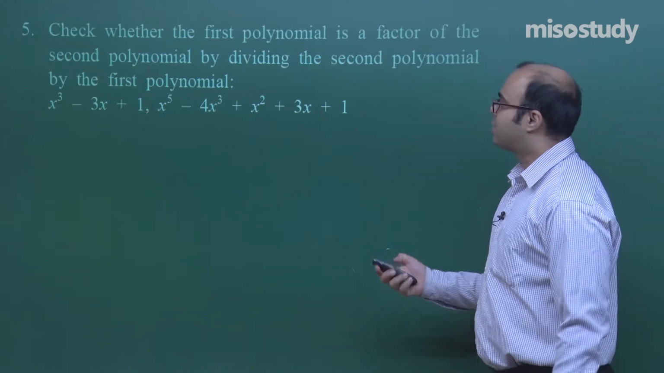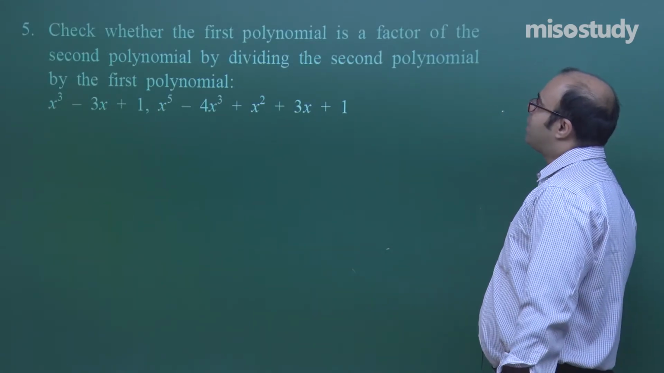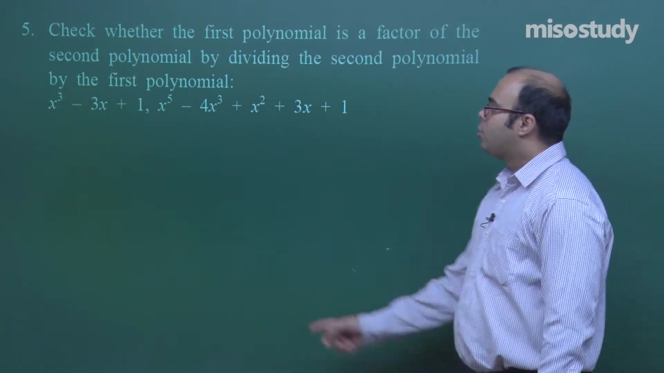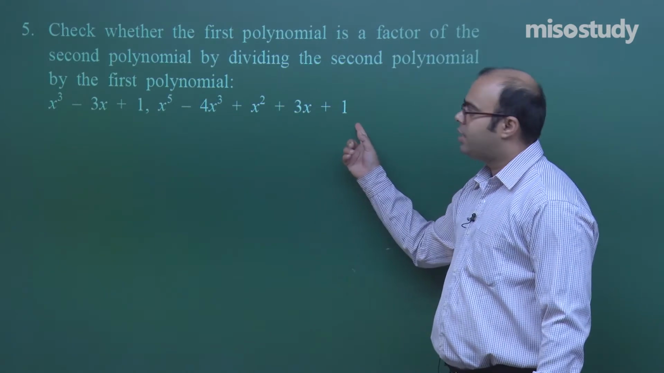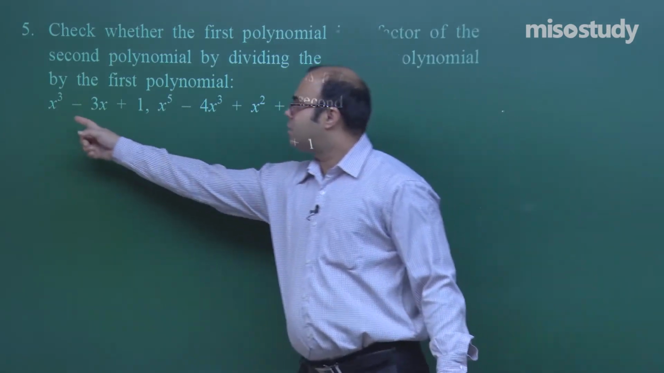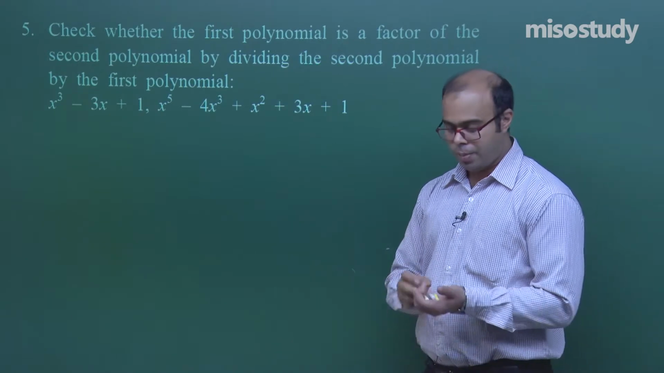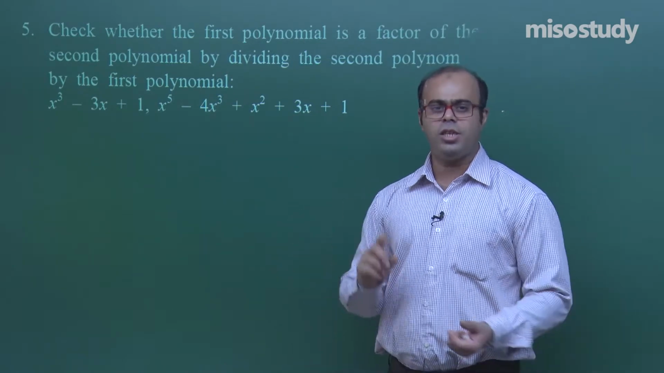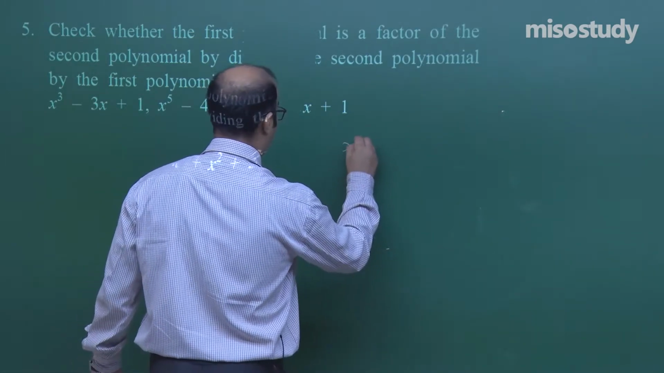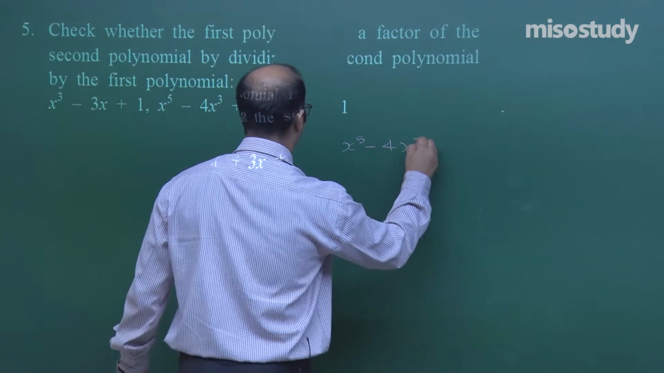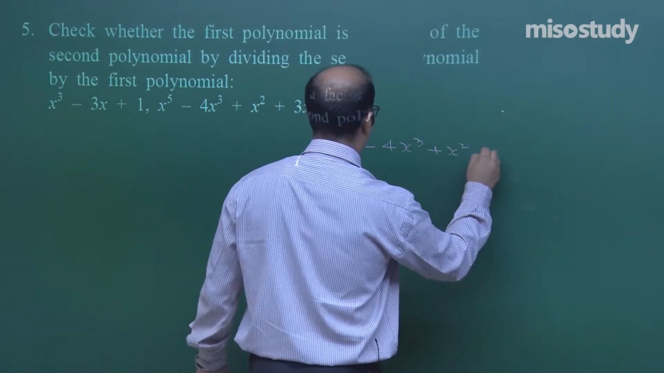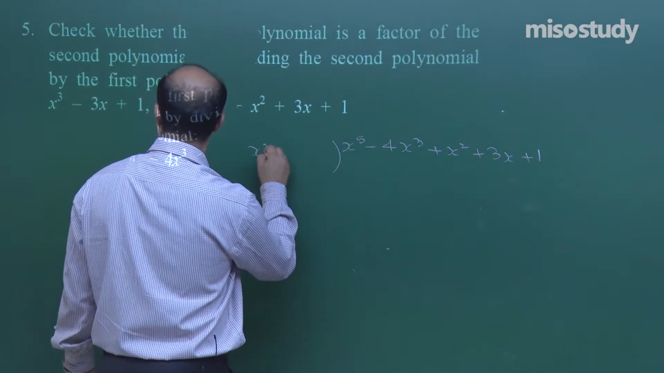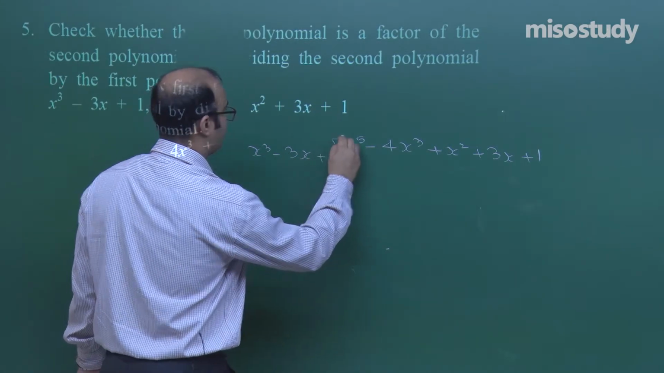Check whether the first polynomial is a factor of the second polynomial by dividing the second polynomial by the first polynomial. So the second polynomial is of 5 degree, in decreasing order of degree it is written. This is of 3 degree, it is also in decreasing order of degree. Now if this is a factor of this, then the remainder on polynomial division should be 0. So let us divide x to the power 5 minus 4x cube and then plus x square plus 3x plus 1. It has to be divided with x cube minus 3x plus 1.